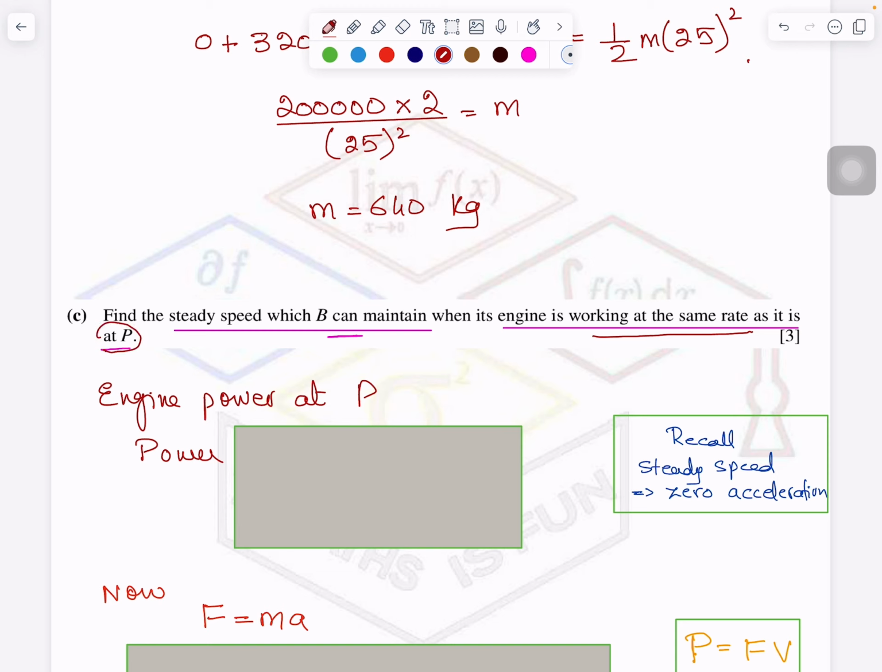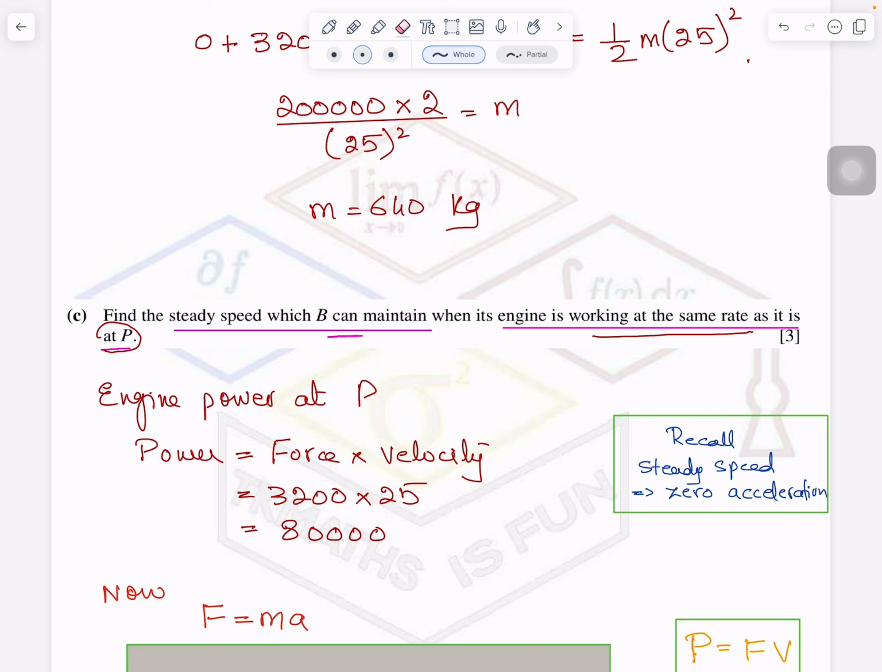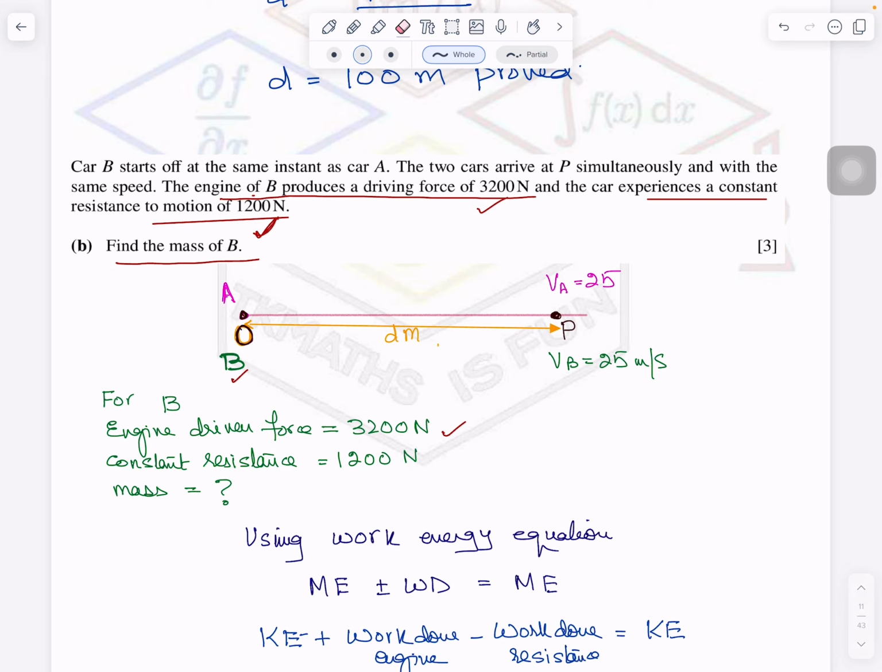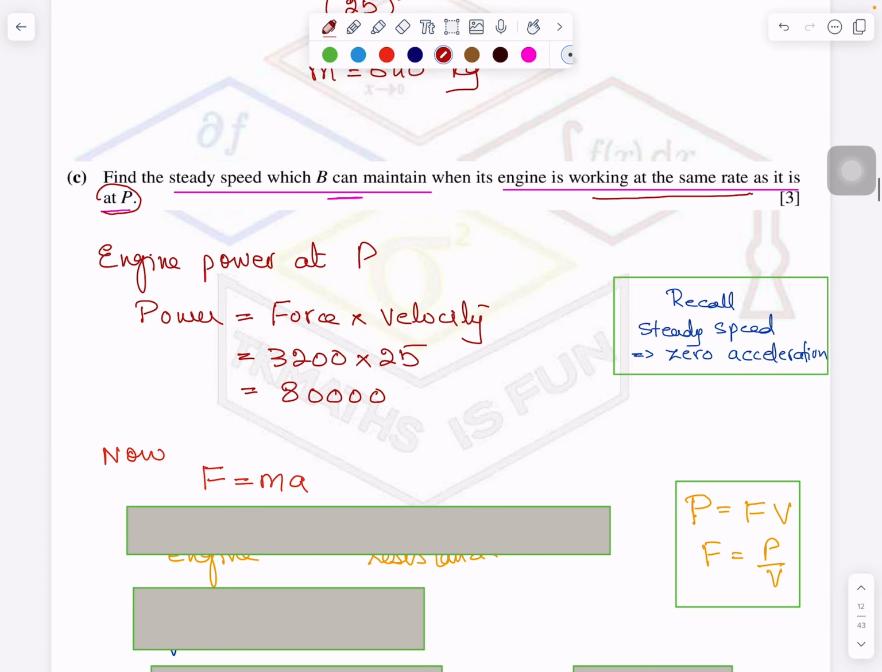Now we don't know what the engine power was at the point when it reaches P, so we will calculate that first, right? So first of all, let's calculate what the engine power was when car B reaches P. We know power is equal to force into velocity. And the force was given to you, 3200, in the question. Here it is, you can see, it was given to you here. The driving force of car B is 3200. And the velocity is also given to us when it reaches P, which was 25. So this was the power of car B at P.